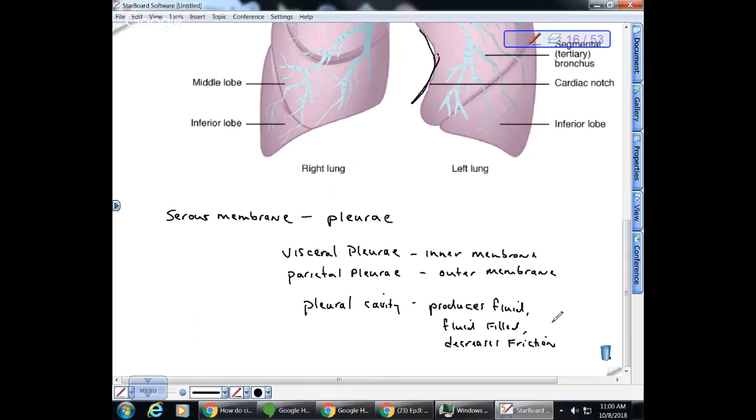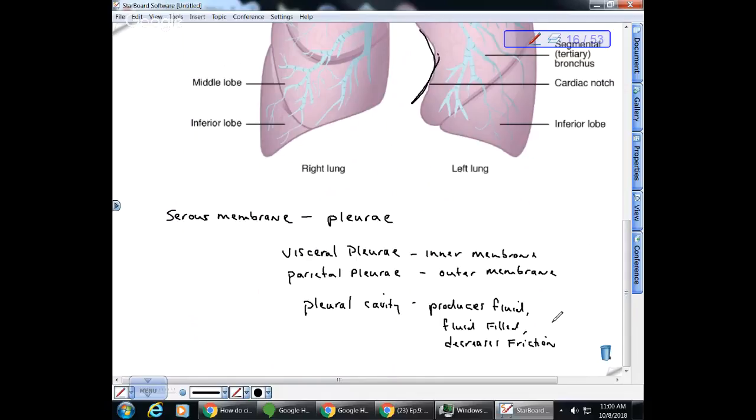So your lungs are able to move, to expand and contract, and there's no friction between them and the other structures. This fluid is really important also because the pleural space, the pleural cavity, has a negative pressure in it. The negative pressure sucks the lungs, keeps them expanded, and keeps them from recoiling.